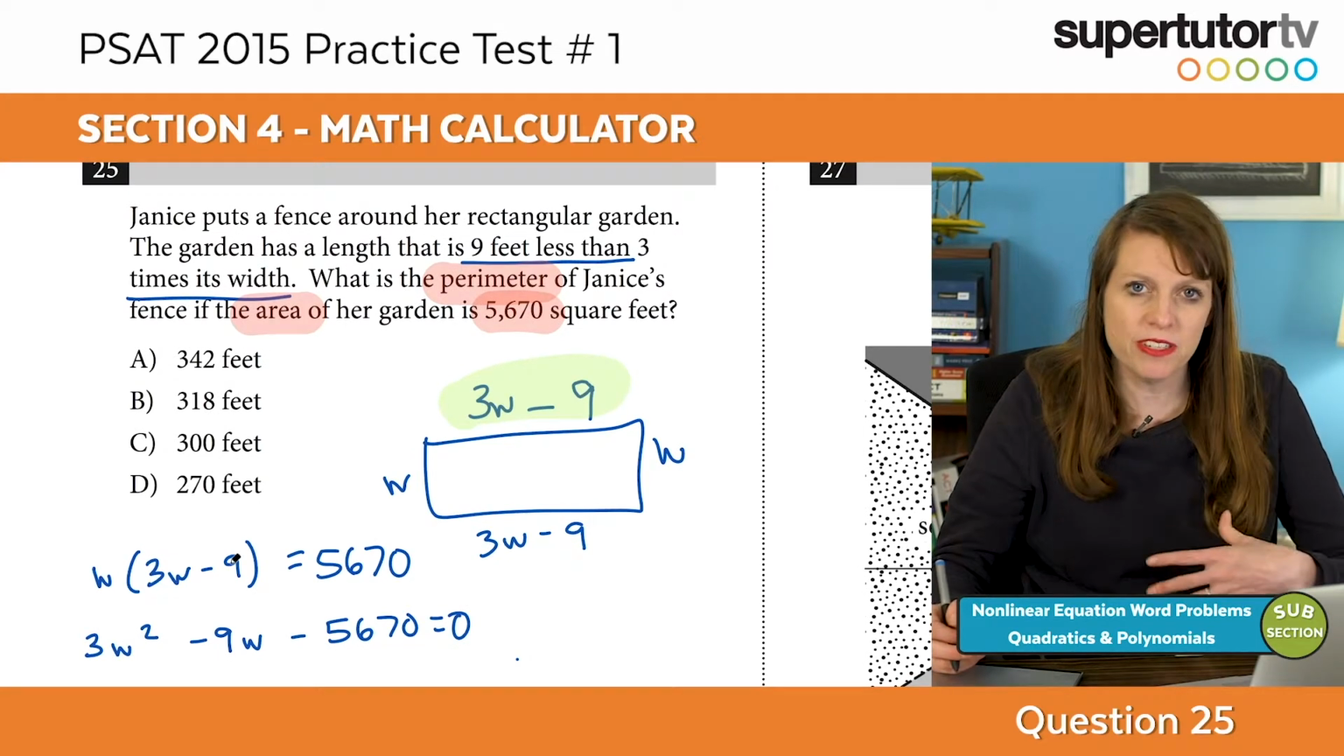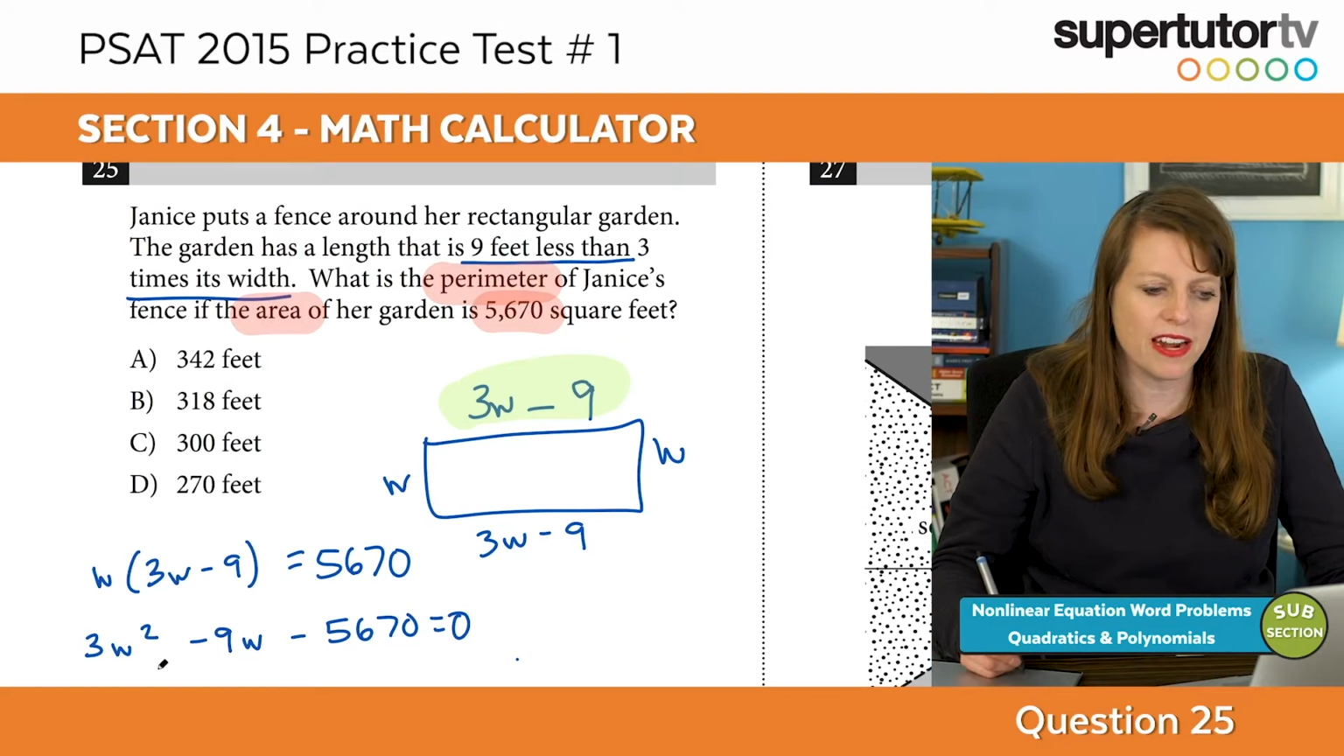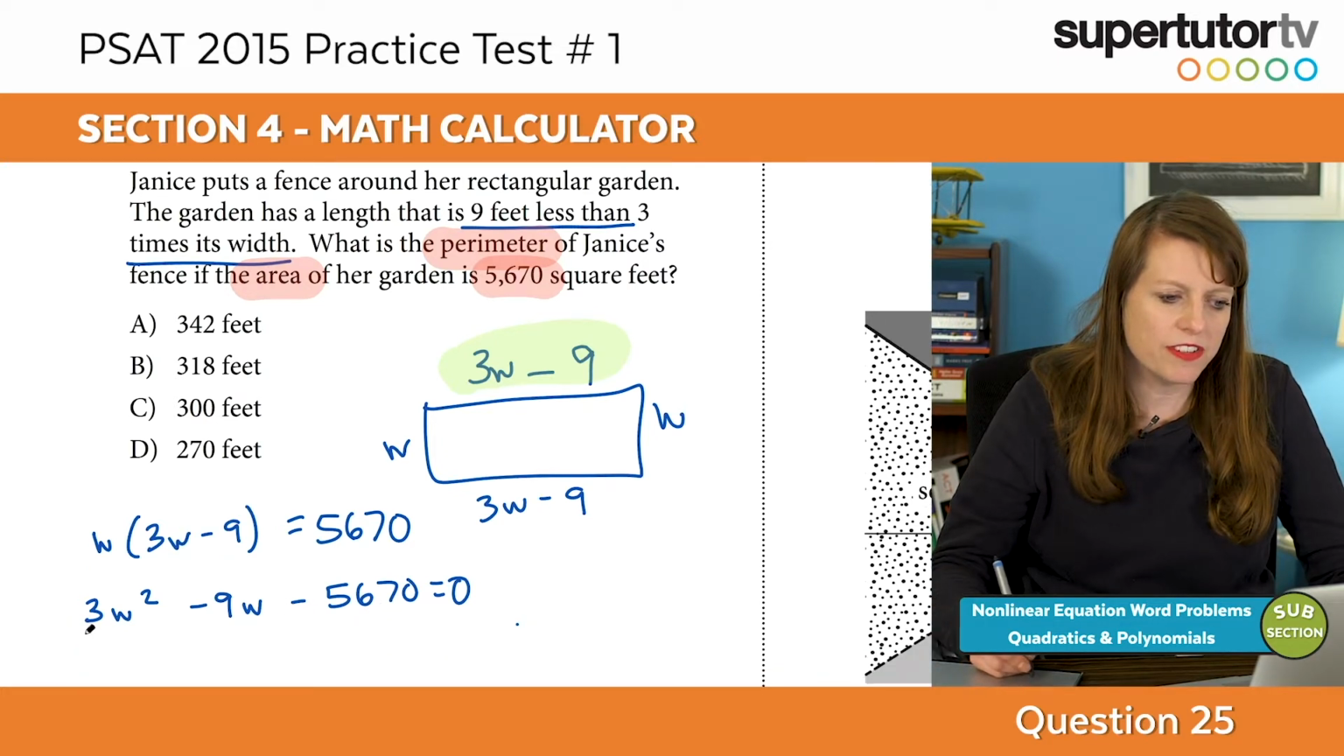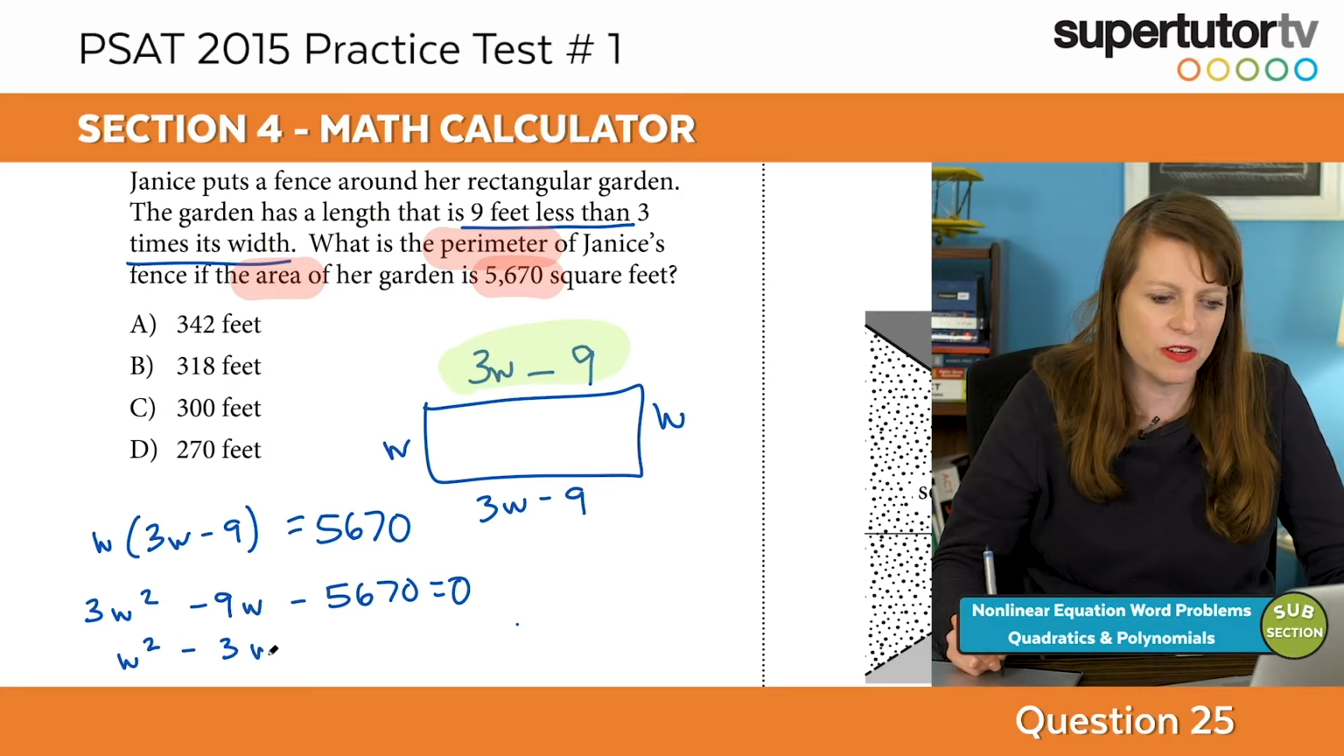At this point, because this is the calculator section, if I have a program on my calculator, which I personally do, that runs the quadratic equation, I'm going to get that out and just have it do all the work for me and solve this down. If you don't have that, you could manually do the quadratic equation. The other option that you have is you could divide everything by 3 to try to clear this out and simplify this down a little bit.